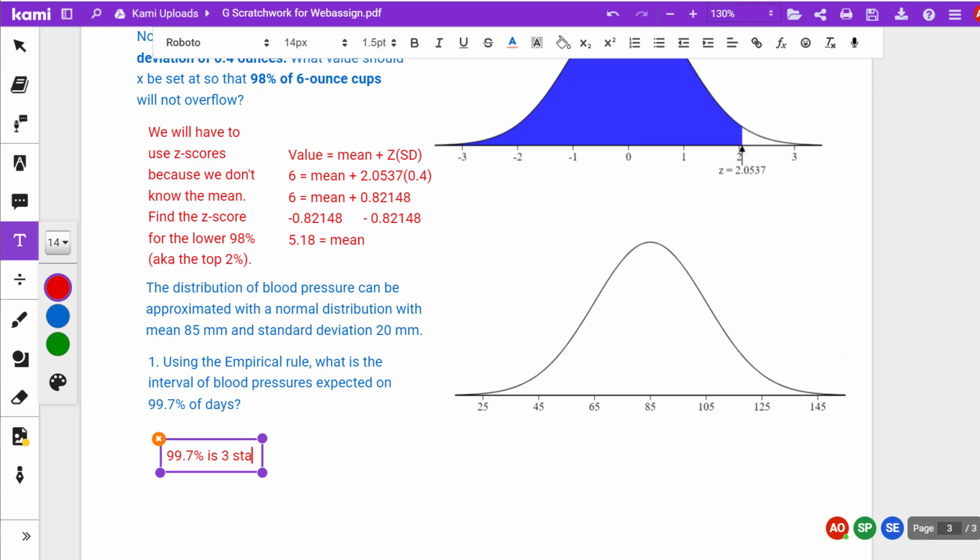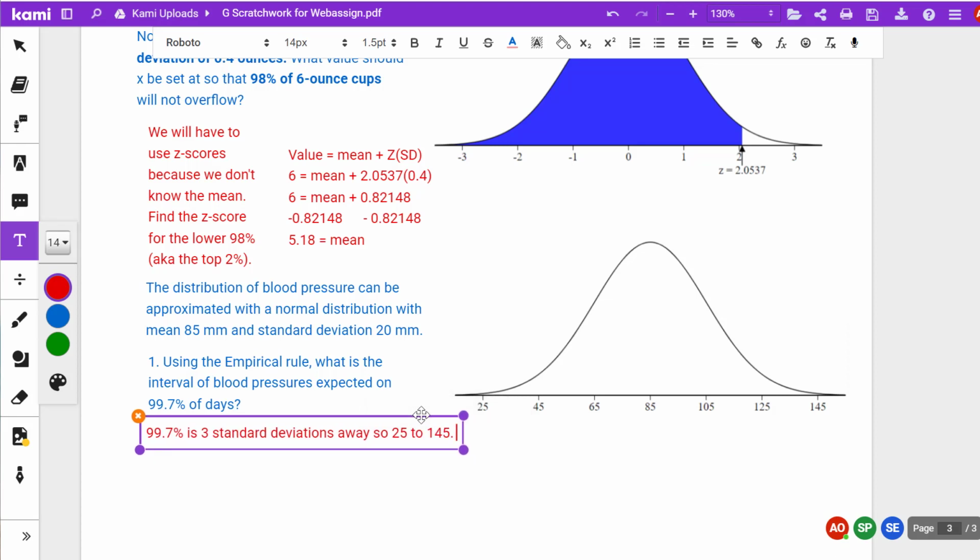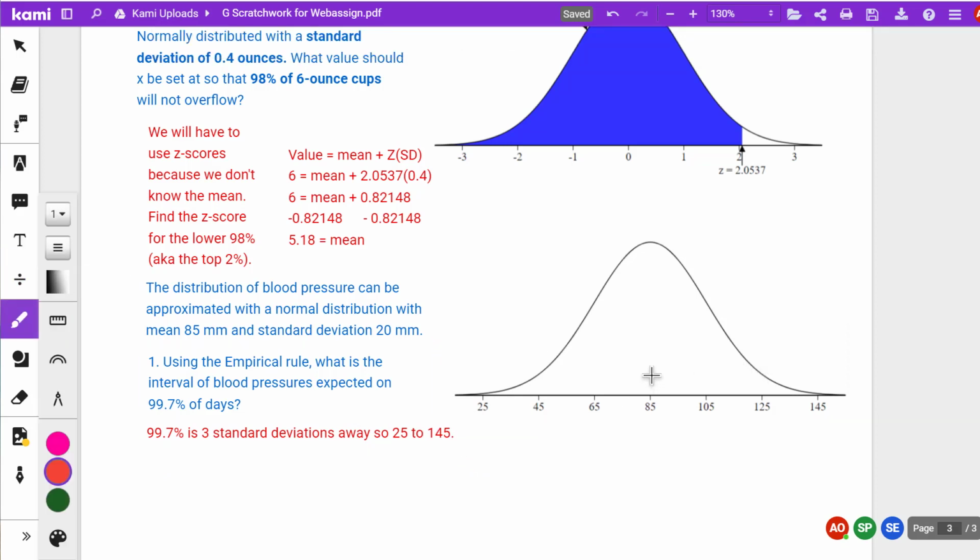99.7% is 3 standard deviations away. So 25 to 145. When you do the Stapplet, it automatically shows, because here's your mean, right? There's your mean right there. And so then this is 99.7%. Pretend Mrs. Overman can write with her mouse. There we go. So that's the empirical rule. So we'll put that in.